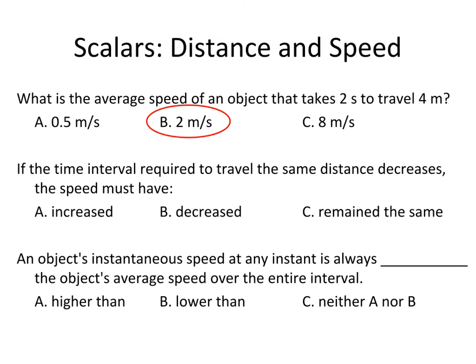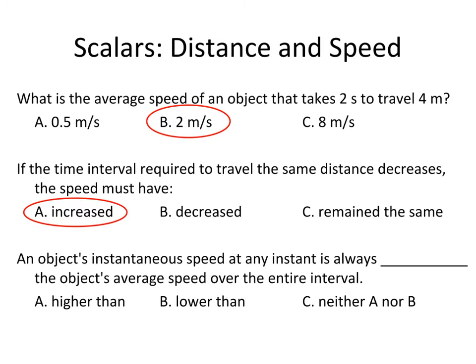If the time interval required to travel the same distance decreases, the speed must have... well, since we're dividing by time, then the speed must have increased because the time has decreased to travel the same distance. So we're dividing by a smaller number.